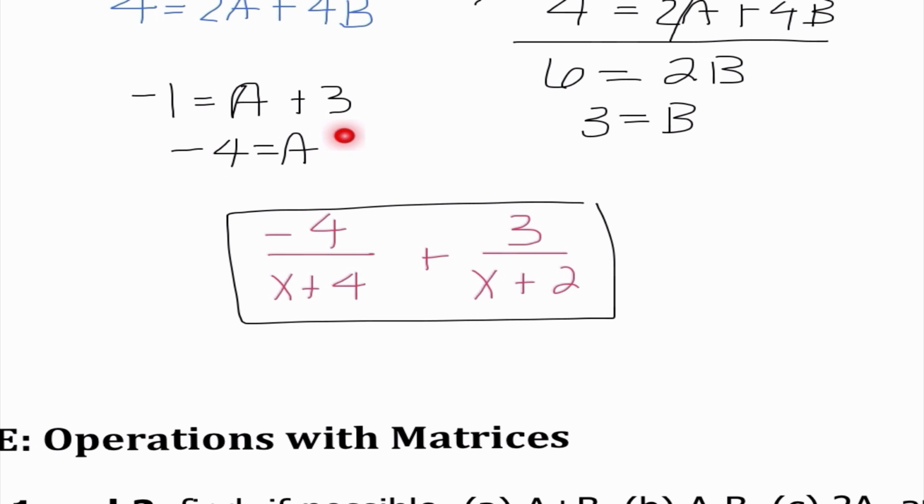So what we just found for A and B were the two coefficients, the two numerators of the fractions we were trying to find. So my answer is negative 4 over x plus 4 plus 3 over x plus 2.